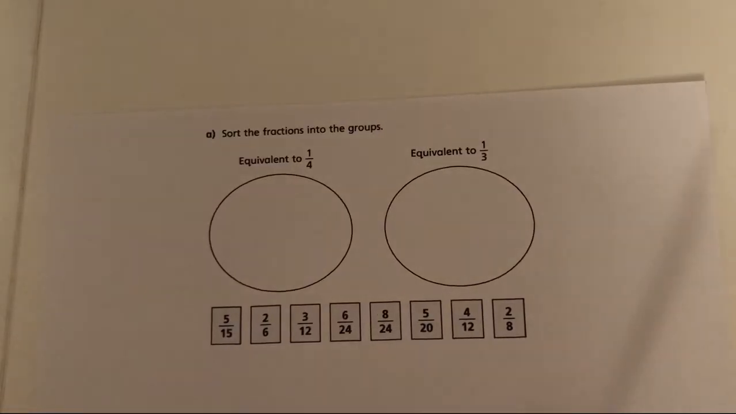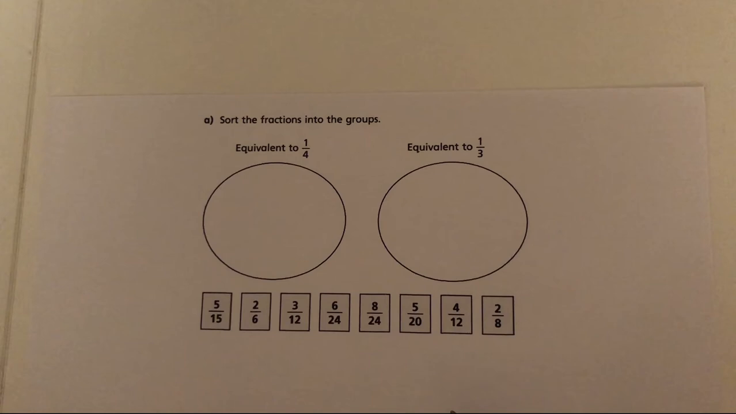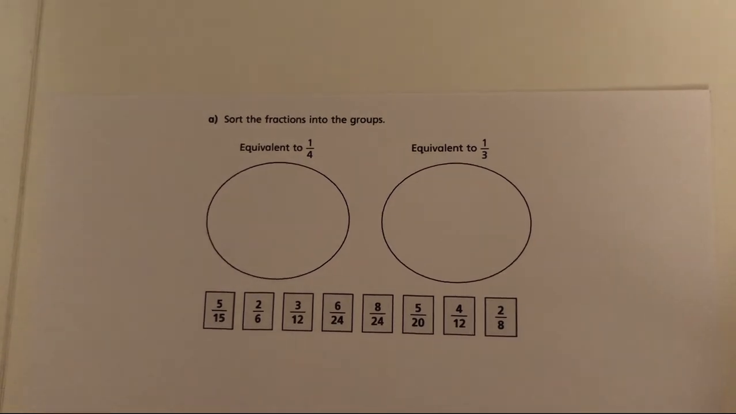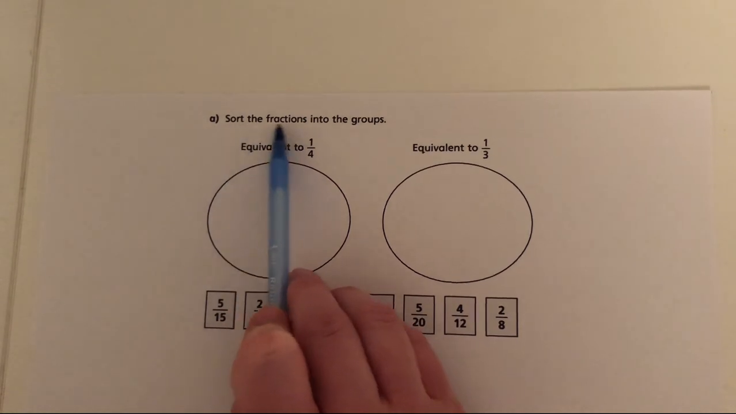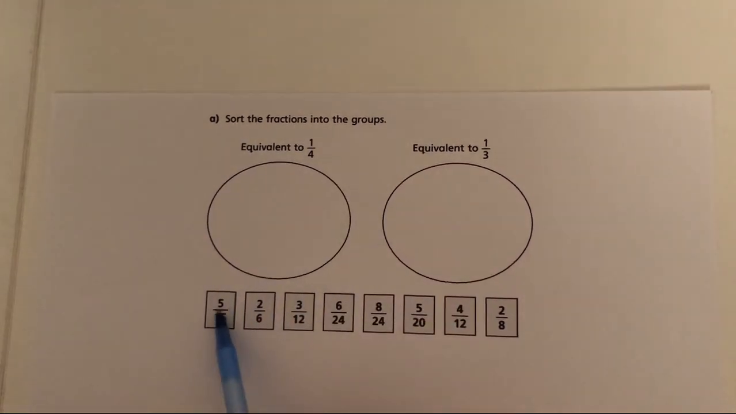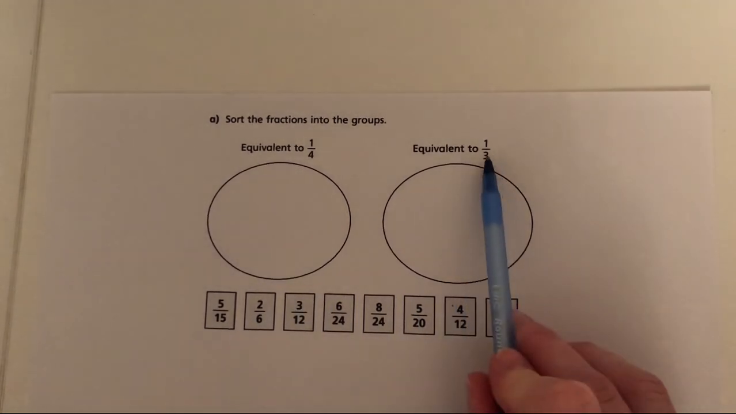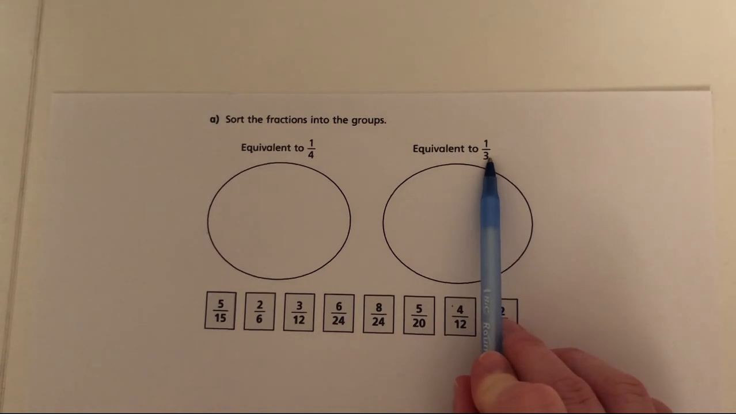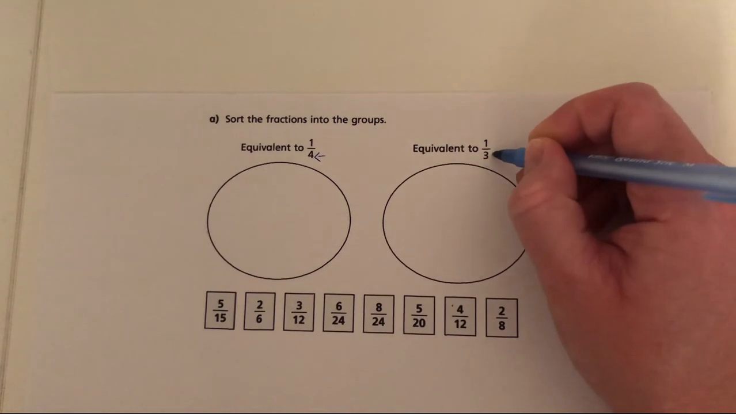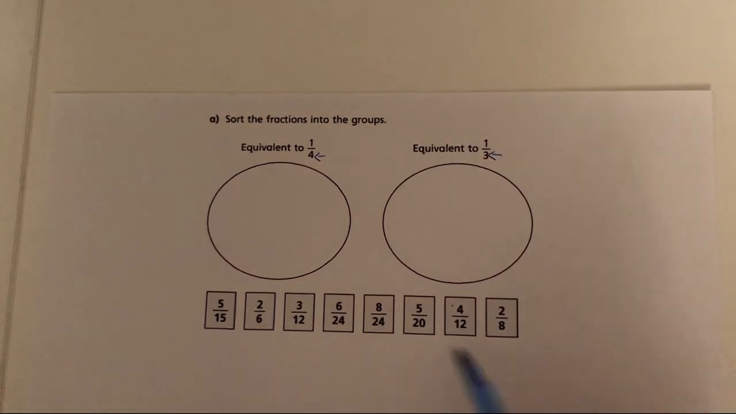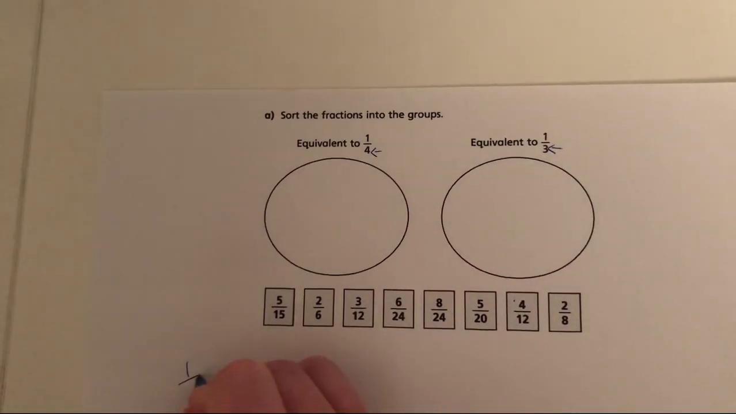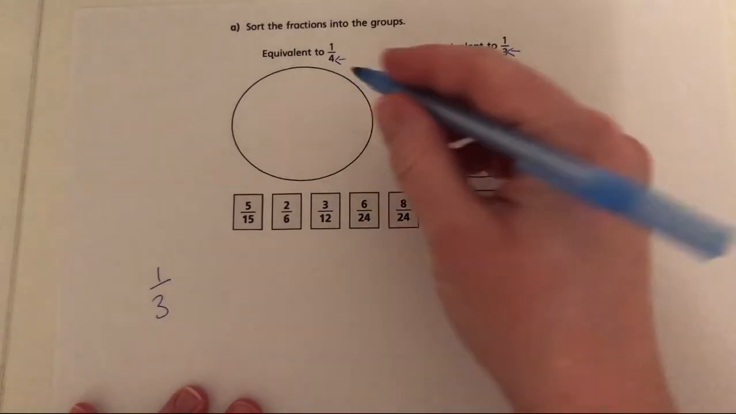Okay, and then last week you had a question, you had a Venn diagram that looked like this, okay? And when I was getting some emails in, I did spot a few errors. So let's have a quick look at this first. So it said, sort the fractions into the groups. So these fractions here, if they were equivalent to 1/4, you put them in there. If they were equivalent to 1/3, you put them in there. You need to look at the denominators, because equivalent fractions, the denominators are always going to be multiples and factors of each other. So I'm going to have 1/3 here, and then I'm going to write 1/4.